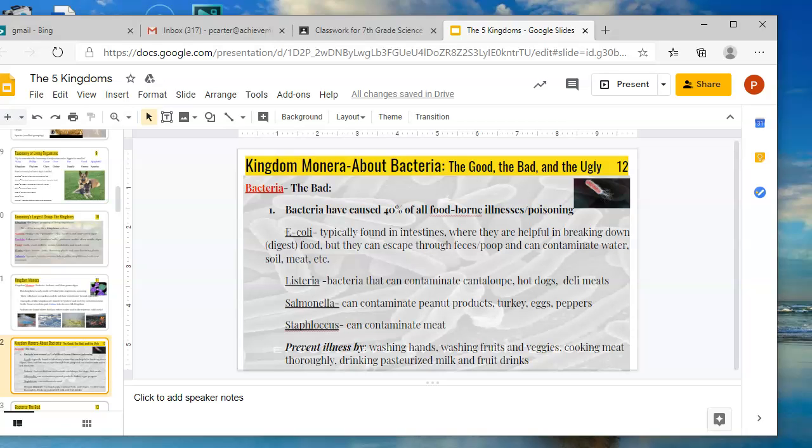Staphylococcus can contaminate meat. You can prevent illness by washing hands, washing fruits and veggies, cooking meat thoroughly, and drinking pasteurized milk and fruit drinks.